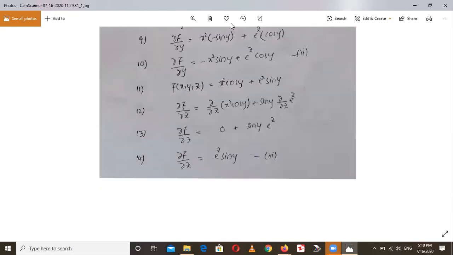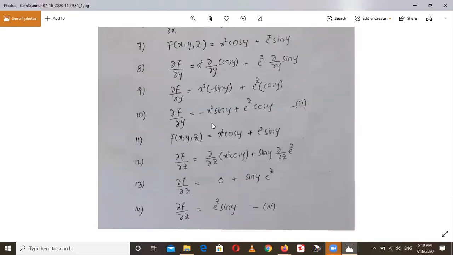Yes. In step number 7, I have given the original question, and I repeat the same process as I did for x. I take differentiation on both sides, but this time with respect to y.